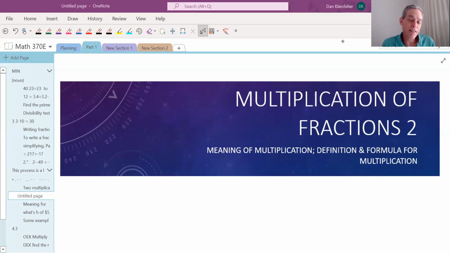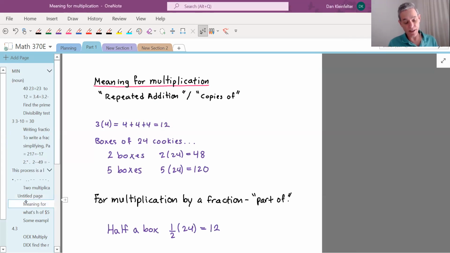Welcome back, everybody. In this second video on fraction multiplication, we're going to look at some of the meanings of multiplication that apply to actually whole number multiplication as well. We'll look at how to develop the formula for multiplying fractions, that is the procedure for how you do it, and then see a couple of examples.